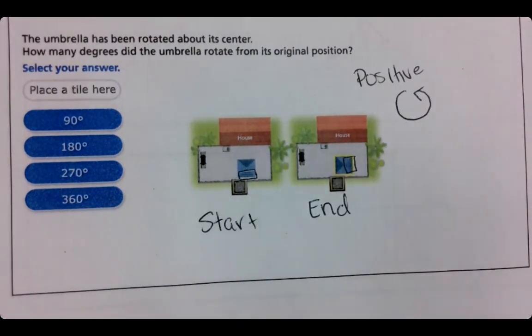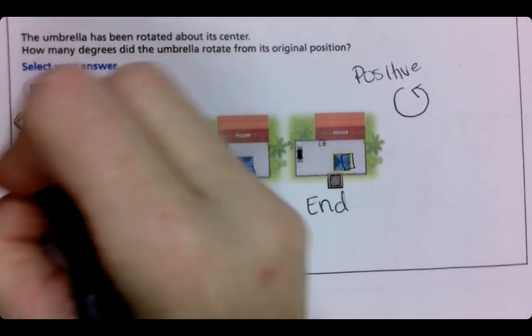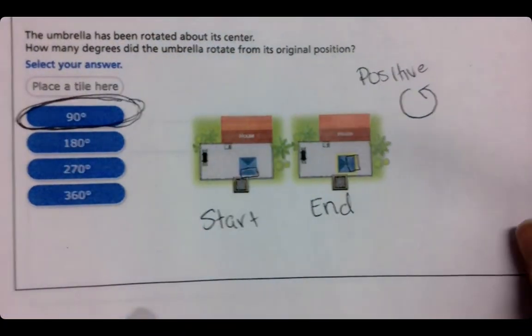This is where I'm saying those turns kind of come into play. So how many turns did it go? It went one time. So if it went one time, what number did we say that was? 90 degrees. Okay, so that is it for that piece.